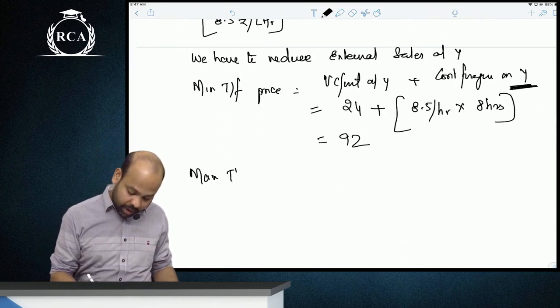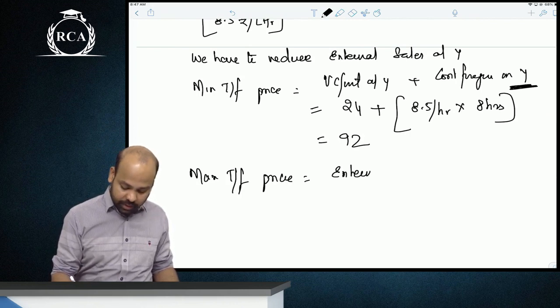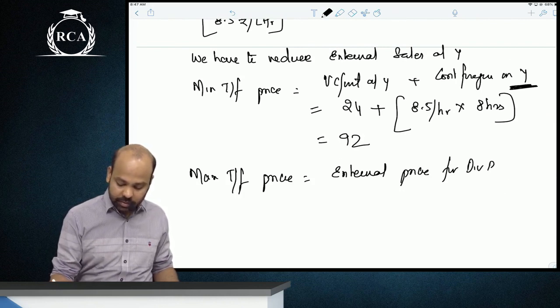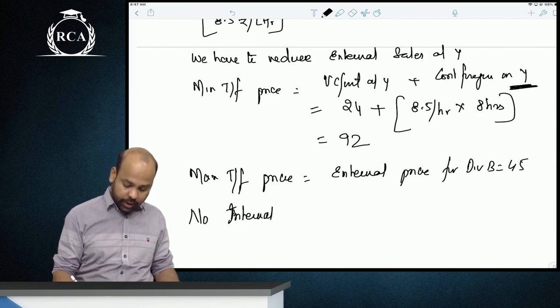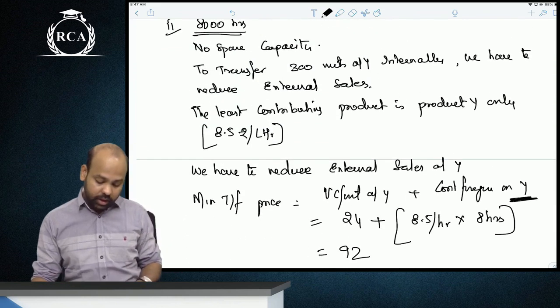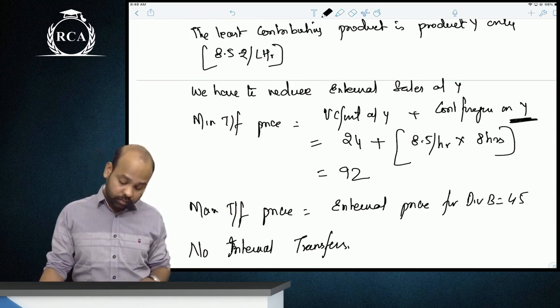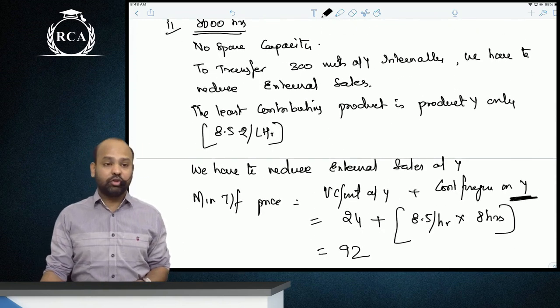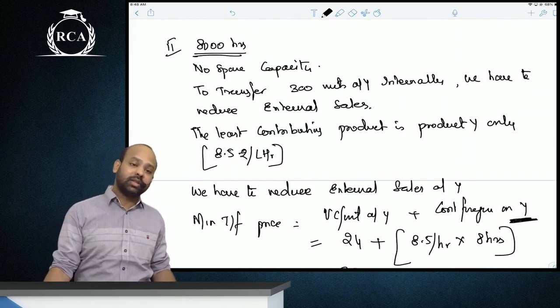Your maximum transfer price as such beta would be the external price for division B, and that external price is 45 rupees. So guys, there will be no internal transfers. It is not economical from the viewpoint of the entire company as well. Why will you want to forego 92 rupees beta? Yes or no? There is a huge amount of opportunity cost, guys. You will not want to forego it. So this is the answer.